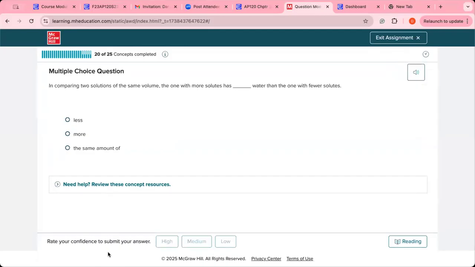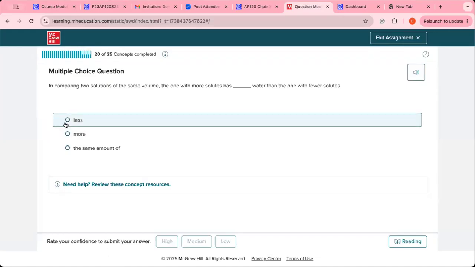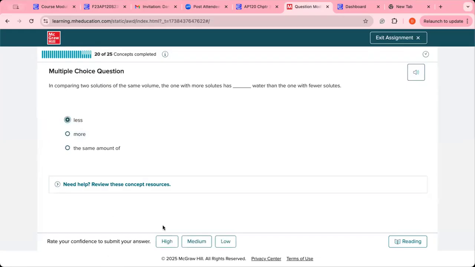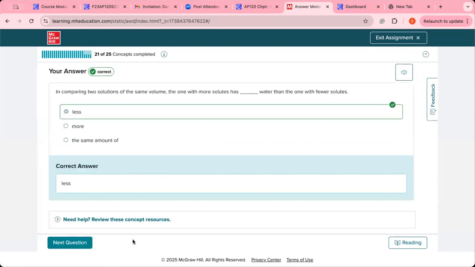Okay, this one I missed before. Let's see if I can get it now. In comparing two solutions of the same volume, the one with more solutes has, okay, so if it has more solutes, then it has less water. It's less concentrated. It has less water than the one with fewer. Because I missed that question earlier.